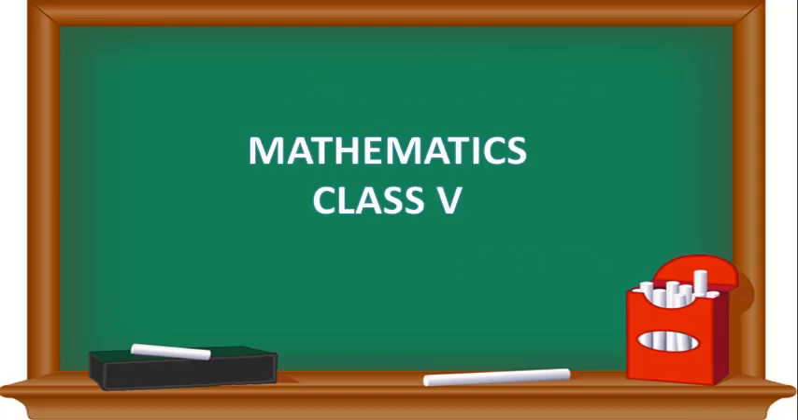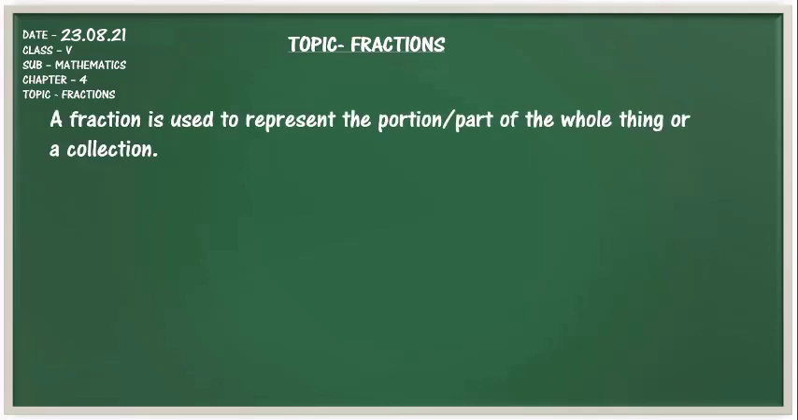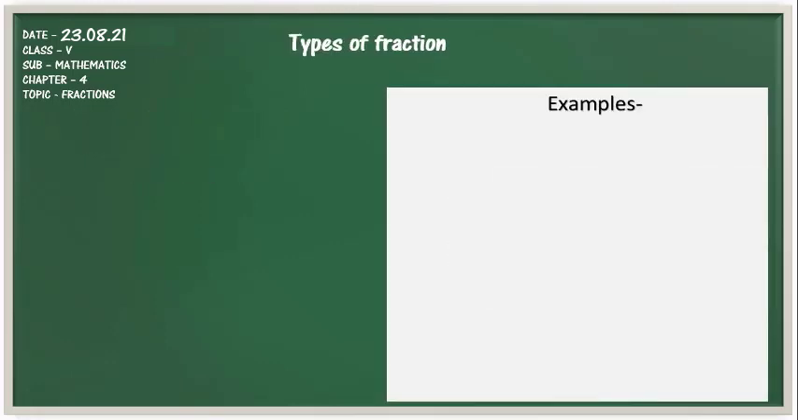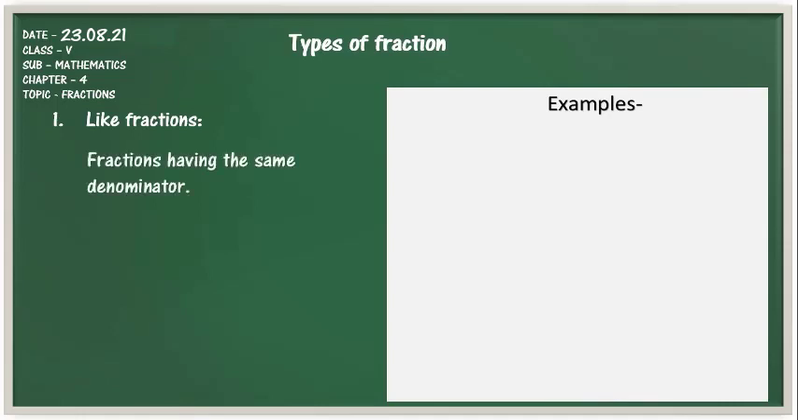Fractions. What is a fraction? A fraction is used to represent the portion or part of a whole thing or a collection. Types of fractions. First one, like fractions. Fractions having the same denominator are called like fractions. For example, 2 by 5, 3 by 5 and 4 by 5. Here, the denominators are the same.